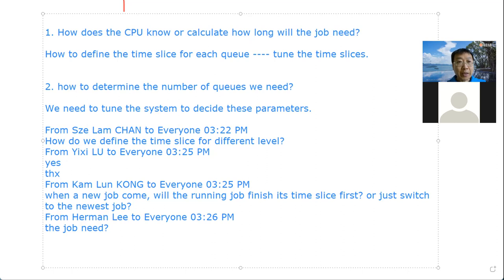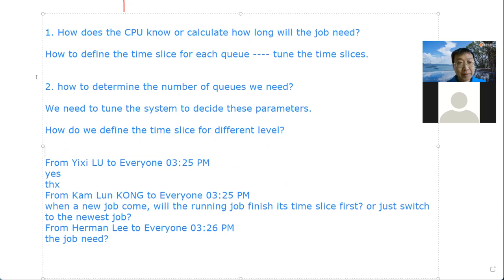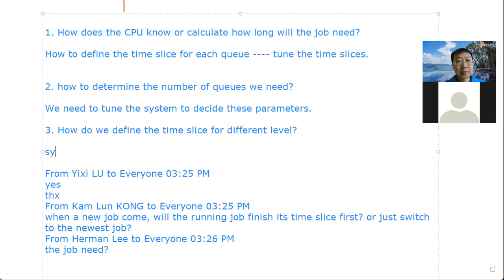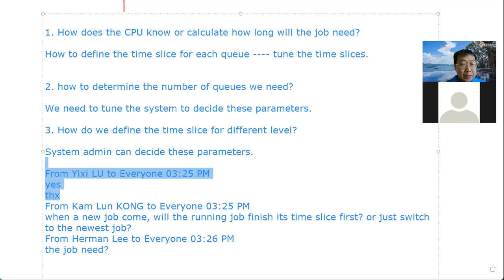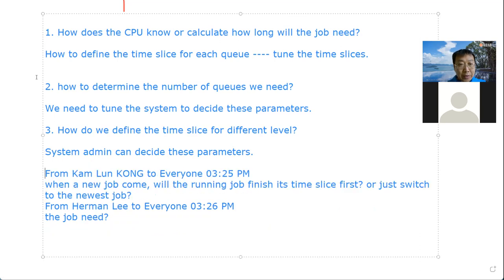Similar question, right? How do we define the time slice for different levels? This will be determined by the system admin. This question three is also part of this 1, 2, 3 group. So how to determine those numbers, those parameters, the system admin can decide. Okay, I answered his questions.